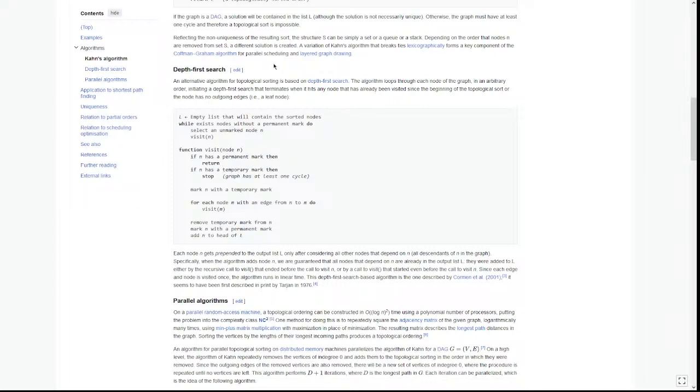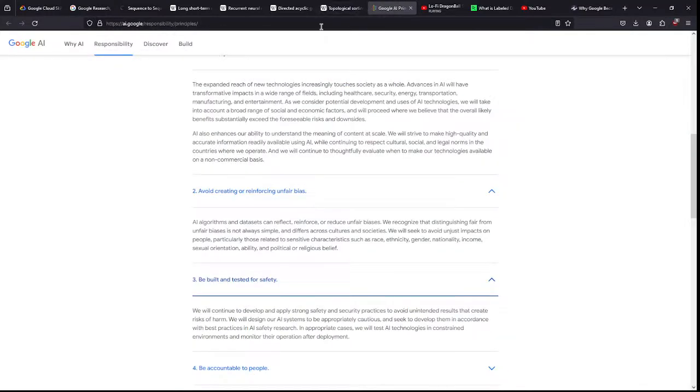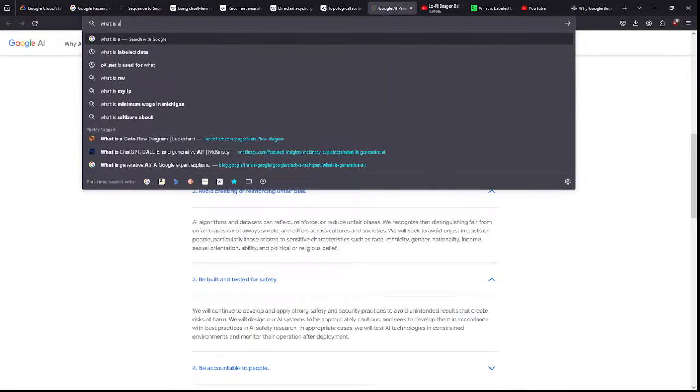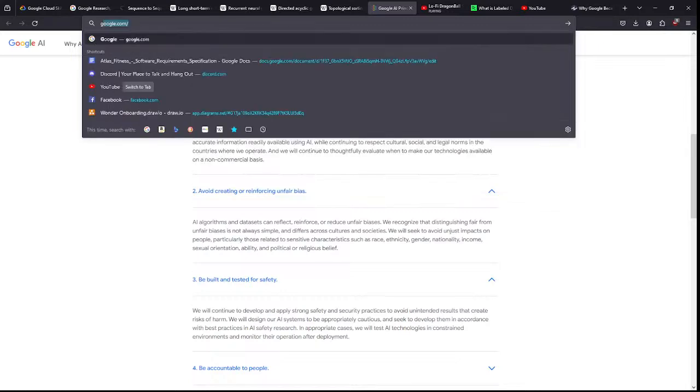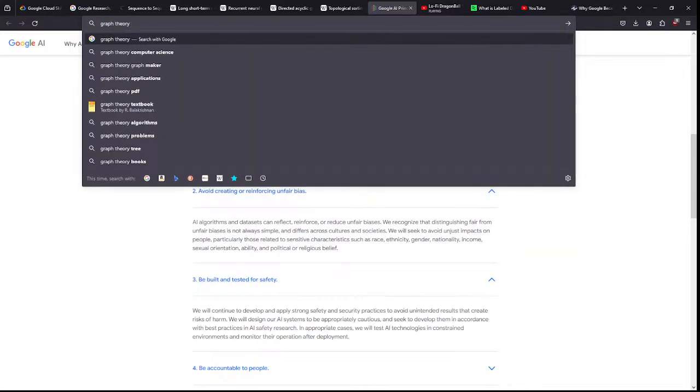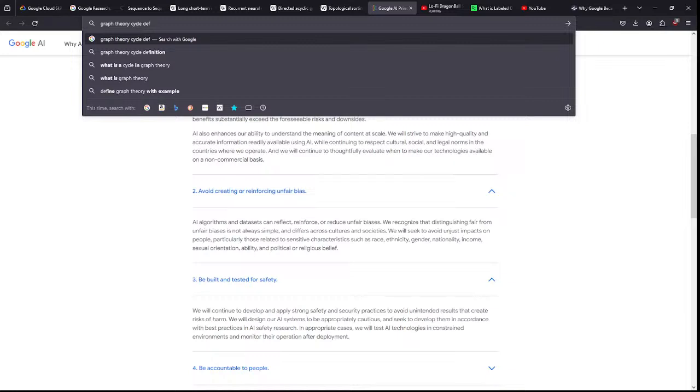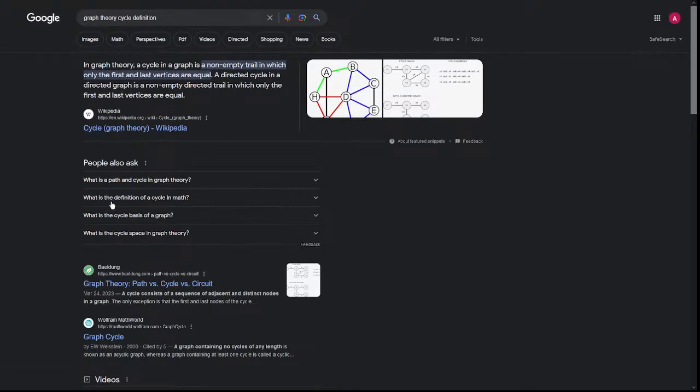What is a cycle? Graph theory, cycle, definition. A cycle in a graph is a non-empty trail in which only the first and last vertices are equal. A directed cycle in a directed graph is a non-empty directed trail in which only the first and last vertices are equal.